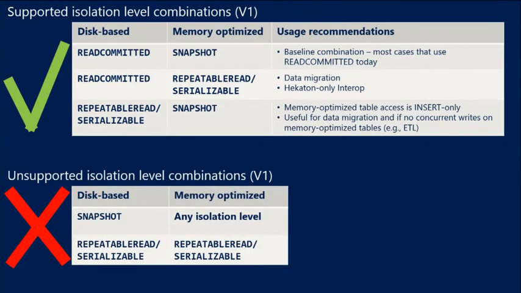So what we don't support is, first off, if you have repeatable read or serializable on both sides, we cannot support that. And also, if you want to have snapshot isolation on disk-based tables, we cannot support that because the timestamp and versioning mechanism for disk-based tables is different than that for memory-optimized tables. At this point, we don't have any effective means to synchronize these mechanisms, so you cannot use it in a cross-container scenario. You can, however, use read-committed snapshot for your disk-based tables.